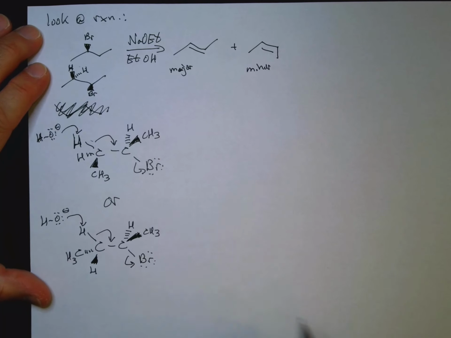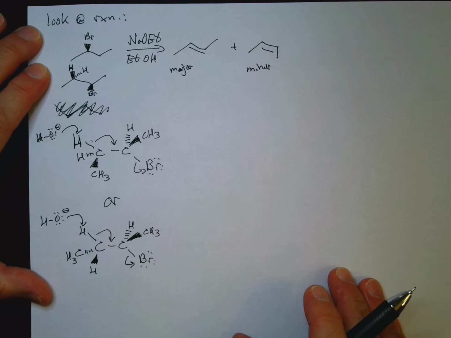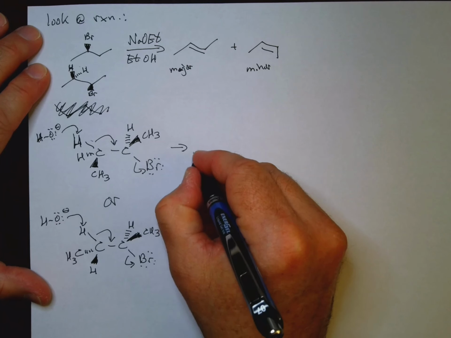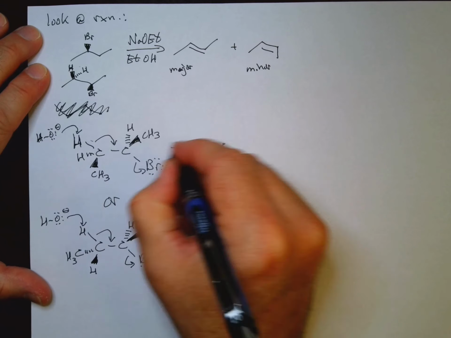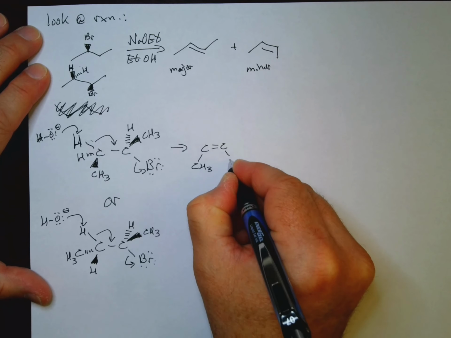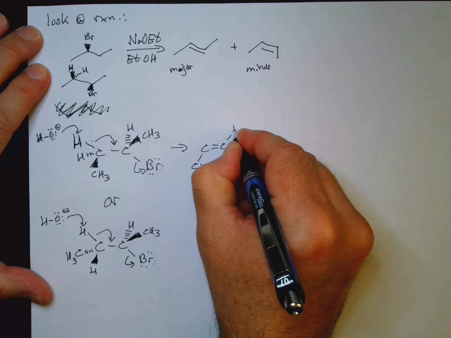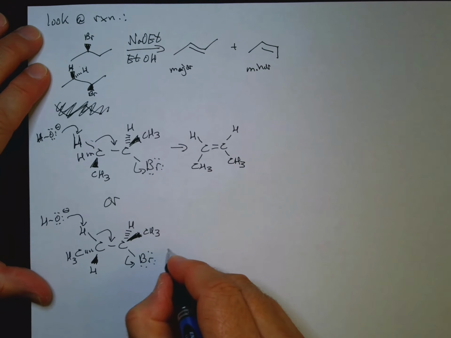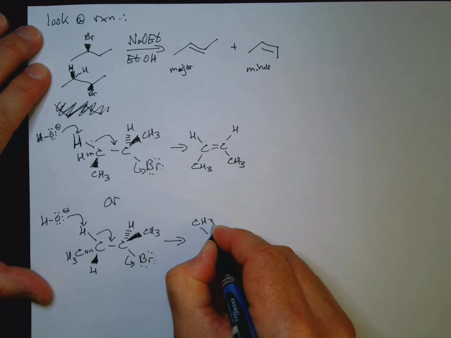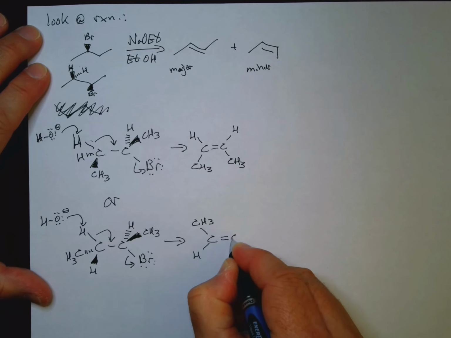Elimination, boom. In this case, we're going to get a C double bond C, and these guys are both sticking out, so they'll be on the same side. So this is how we get the cis product. And this guy is going to give us the trans product.